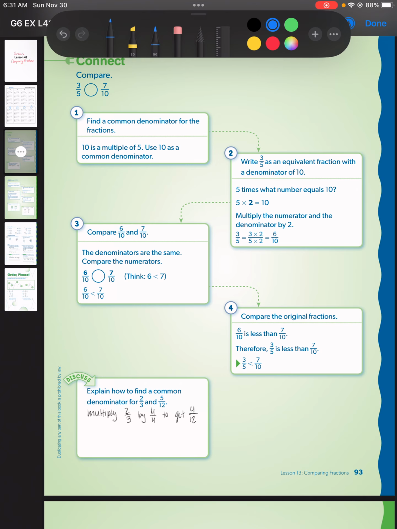The first problem has students comparing 3/5 to 7/10 using the same strategy that they used yesterday, which is finding a common denominator and writing equivalent fractions. So this would be a good test to see what students remember from yesterday's lesson.